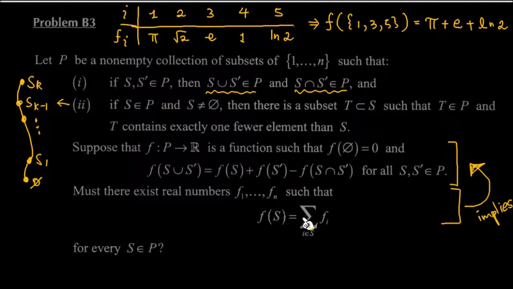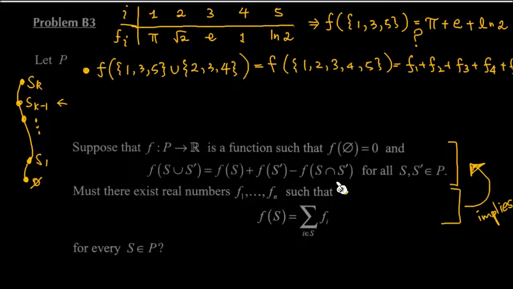Then this function is defined like this: f of {1, 3, 5} is f subscript 1, that's going to be pi, and f3 is inside that set, so we use f3 there, and we add e. And 5 gives f5, which is ln 2. So that's the meaning of this whole thing. There are these predetermined n values such that the function value of a subset is calculated like this.